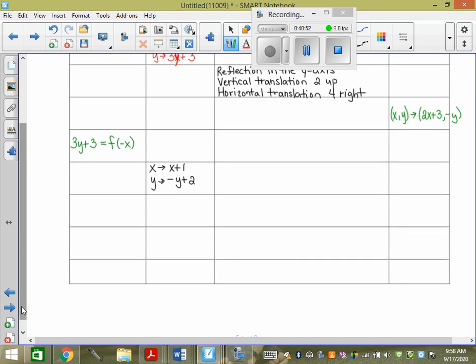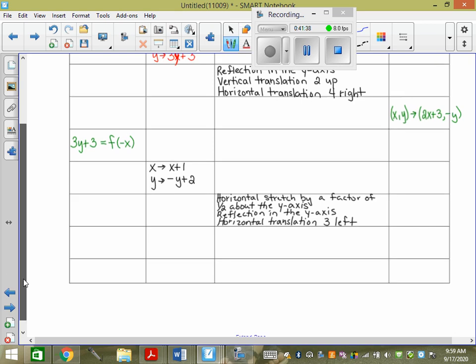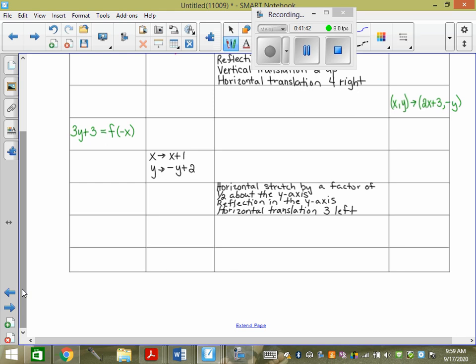The next one, we have a horizontal stretch by a factor of 1/2 about the y-axis. We have a reflection in the y-axis. And a horizontal translation three left. And then our last one, x, y becomes 2x plus 3, comma, 1/3 y. And then the rest we're going to deal with tomorrow after. So that's your homework, okay?